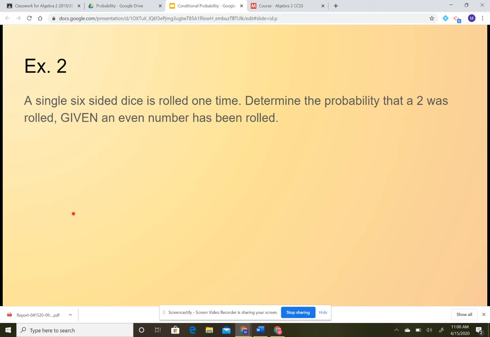So here's our next example. A single 6-sided die is rolled one time. Determine the probability that a 2 was rolled, given that an even number has been rolled. So now, to think of it, we want the number of how many of these are 2 and even over how many of them are even. So on a die, of course, there's 1 two, and there's 3 evens. So then our probability ends up just being 1 out of 3. So it's just how many 2 and even, and how many even. Let's go on to another example.